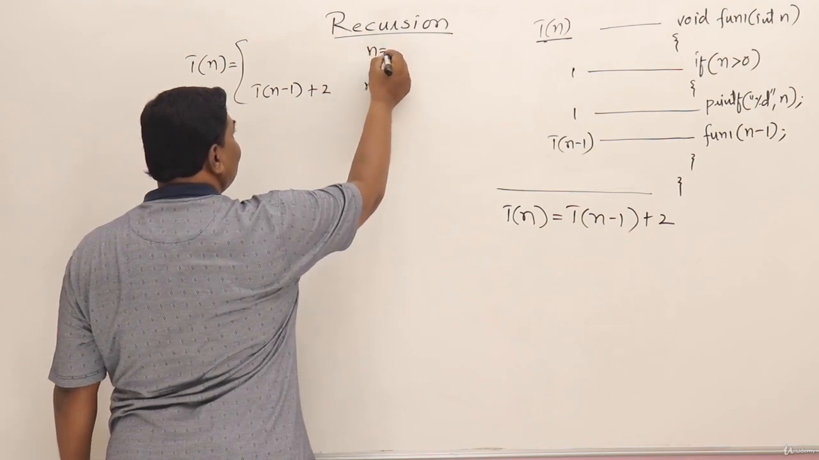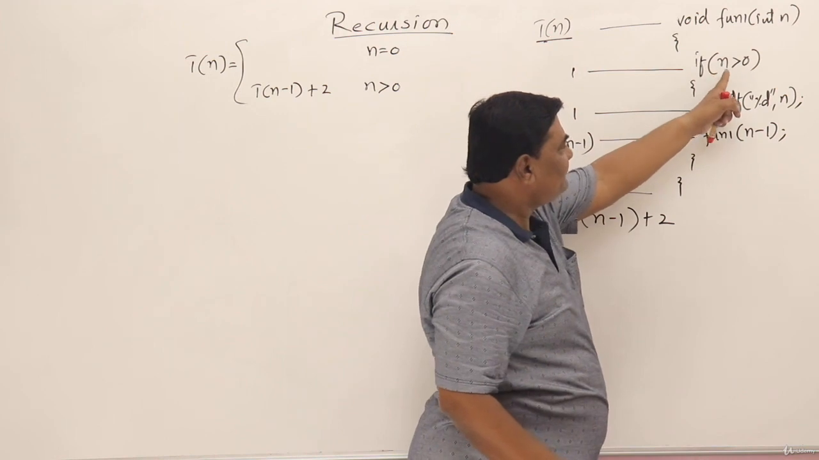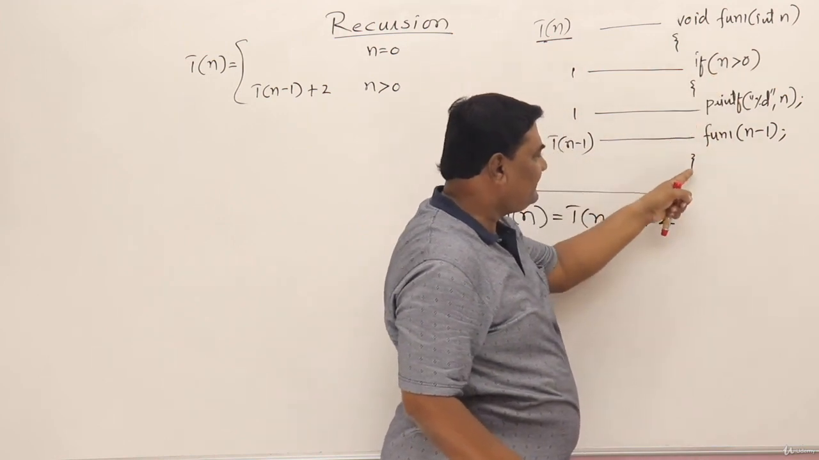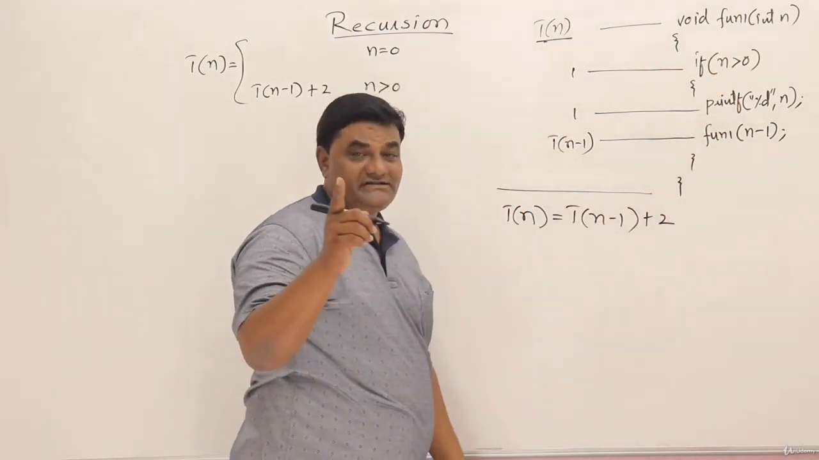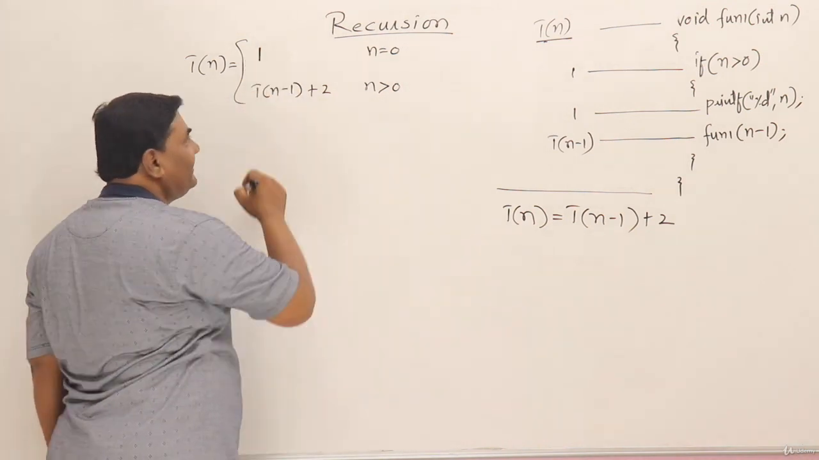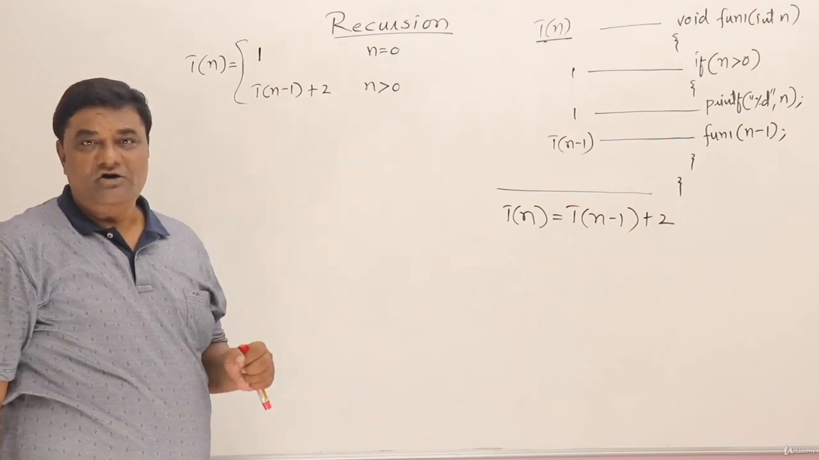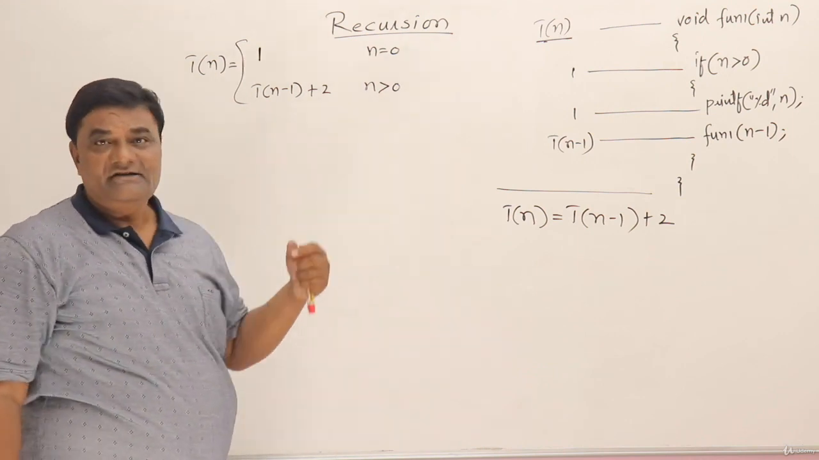What happens when n is equal to 0? When n is equal to 0, it will just check the condition, it will not enter inside and it will come out. So just checking the condition, 1 unit of time. So it takes 1 unit of time. So this is the recurrence relation formed from that function.